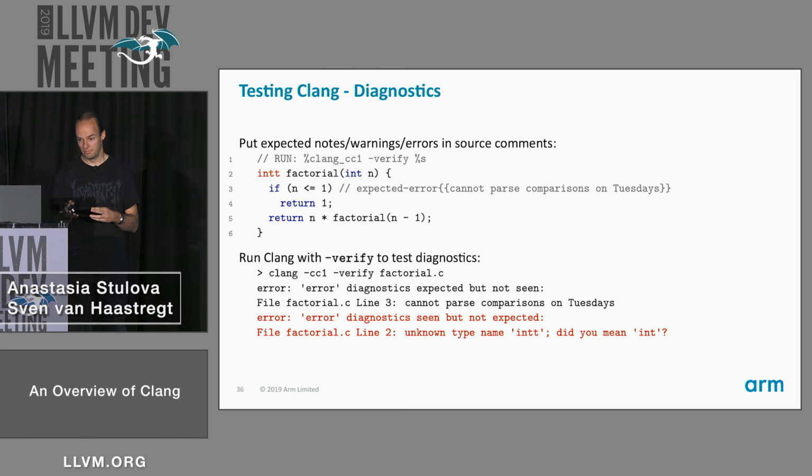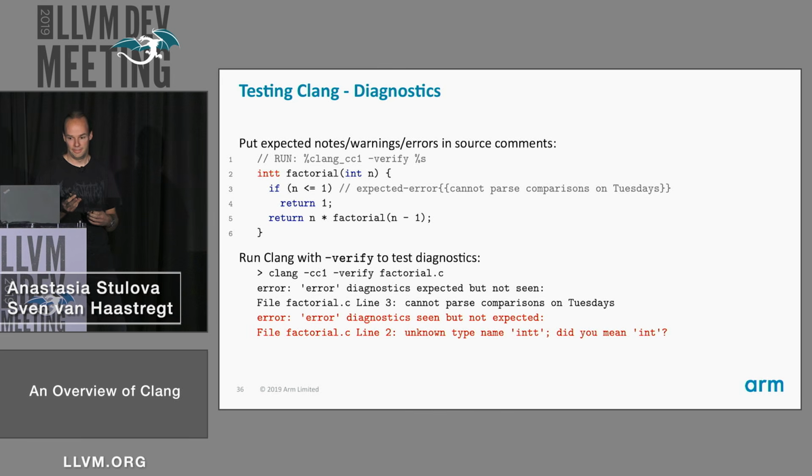If you run the program through Clang, it will emit a diagnostic for int t, which is not a valid return type. But we didn't instruct -verify that it should expect a diagnostic there. So it's saying, I'm seeing this diagnostic now, but I wasn't expecting it, so you better fix Clang or fix your test. In this case, we should rather fix our test.